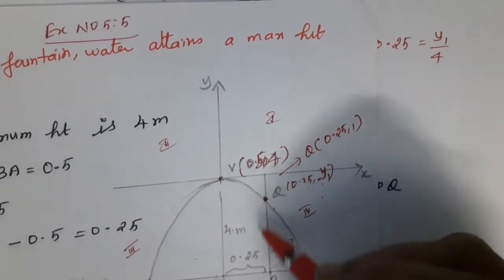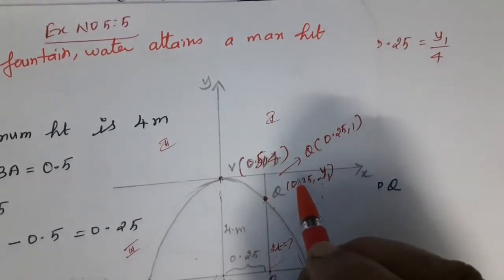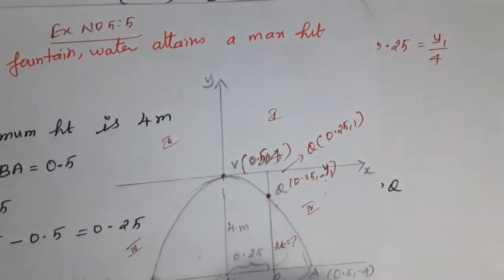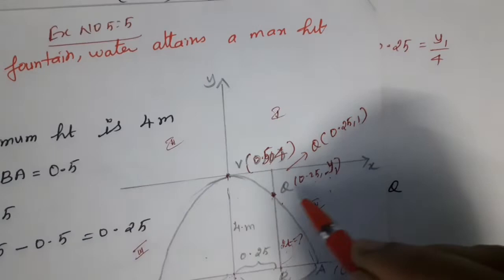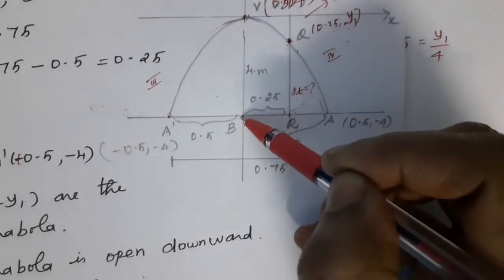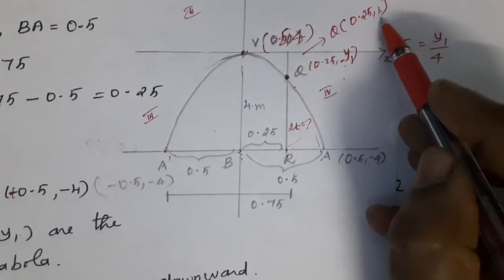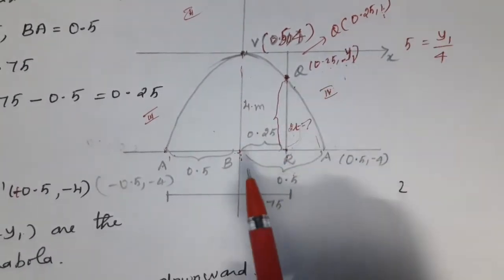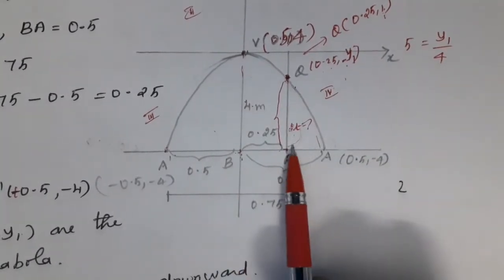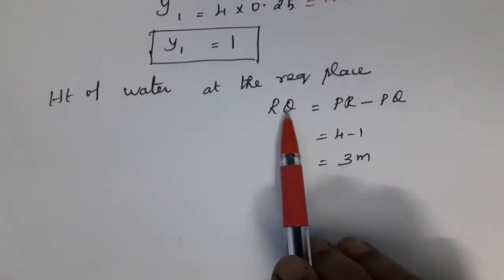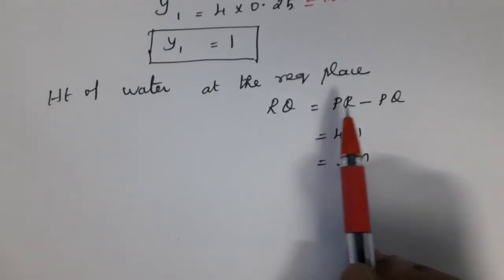Height of the water at the horizontal distance of 0.75. So now the y value is 1. Total height is 4 meter. Now just now we found the y1 point is 1. So we need QR. How to find QR? I write it here: height of the water at the required place, QR. QR equals PR minus PQ.